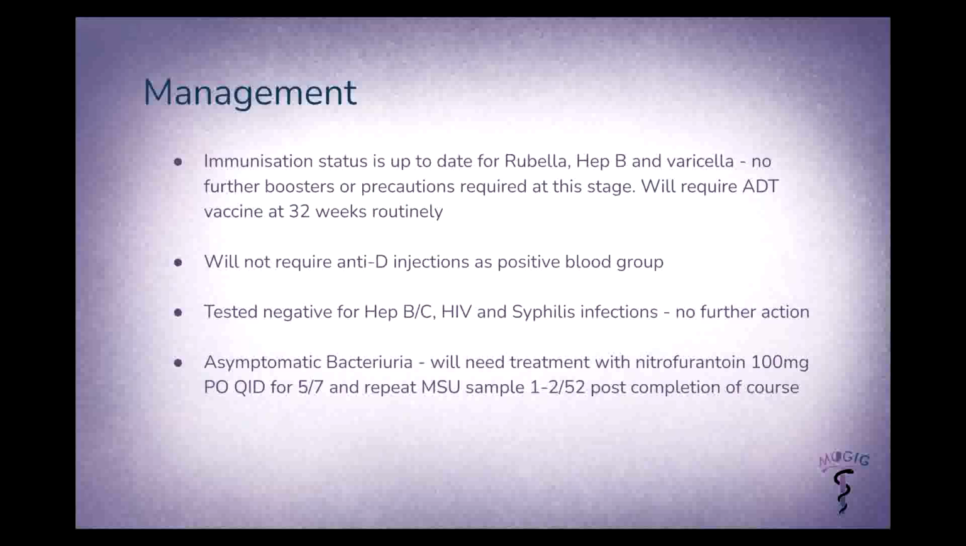You also tell her that you'll need to repeat her urine sample 1 or 2 weeks after the completion of her antibiotics, just to ensure that the infection has cleared up. Have a think about why we might want to treat asymptomatic bacteria. Would we normally treat it? Usually, we only treat asymptomatic bacteria if patients are pregnant due to the risk that that infection could spread into the placenta or fetus.